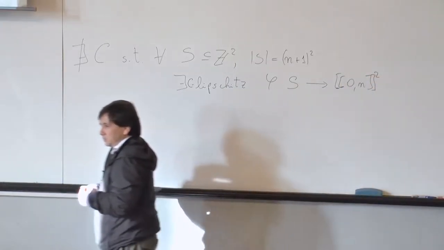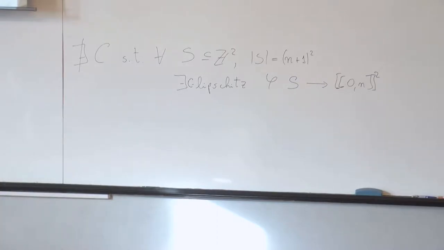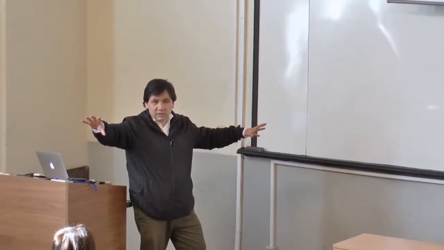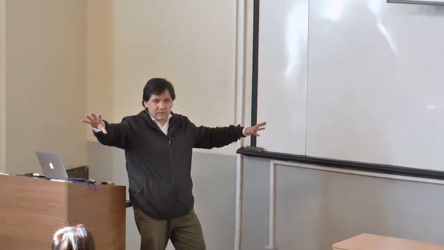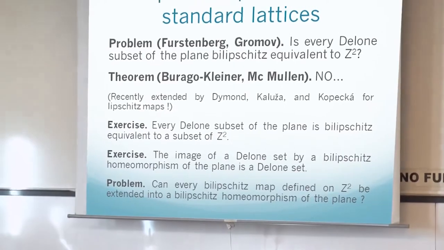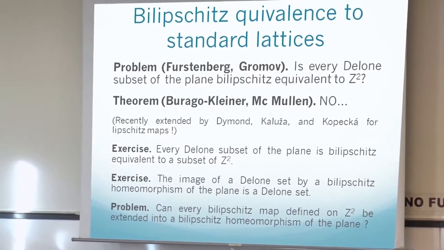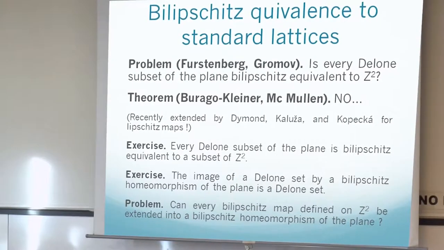Okay. And this is very, very impressive because you can think that this cannot be true, because if you have a set S, then this is a very sparse set in the plane. But in order to make this set come into the square, you have to do many things to wrap around on the plane so that the Lipschitz constant has to go to infinity. So this is very interesting work. And actually, I will try to say a few words about the proof, because the proof is not very different from the one of Burago, Kleiner, and McMullen. It's a kind of technical improvement, but which is very, very clever.